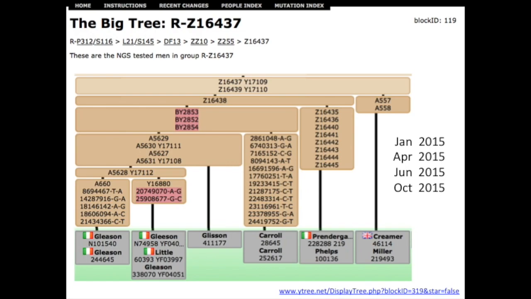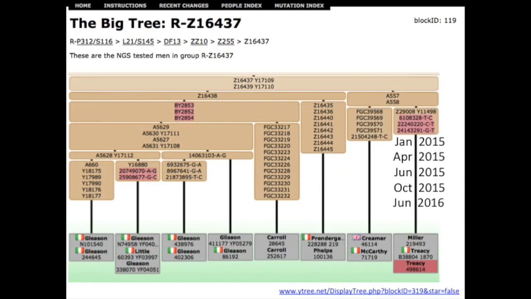And you can see the way that the tree is beginning to break up into various branches. There's a big SNP block here which kind of oversees all of the GLEASONs, and then there's a branch here that splits into 2 branches. And this branching structure of the tree is becoming more evident as more people test.